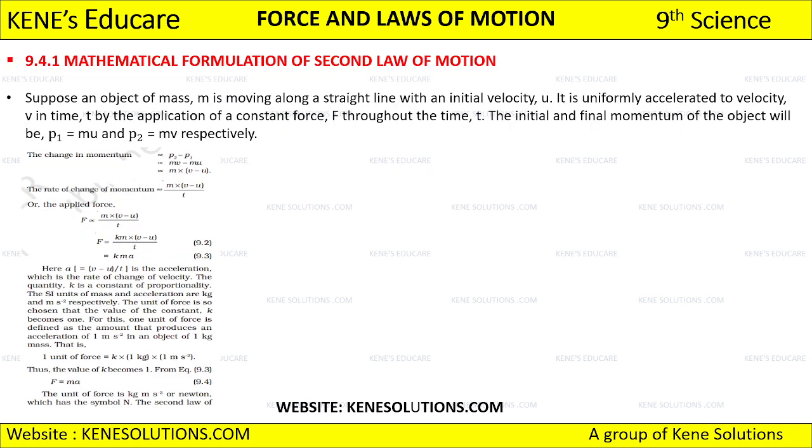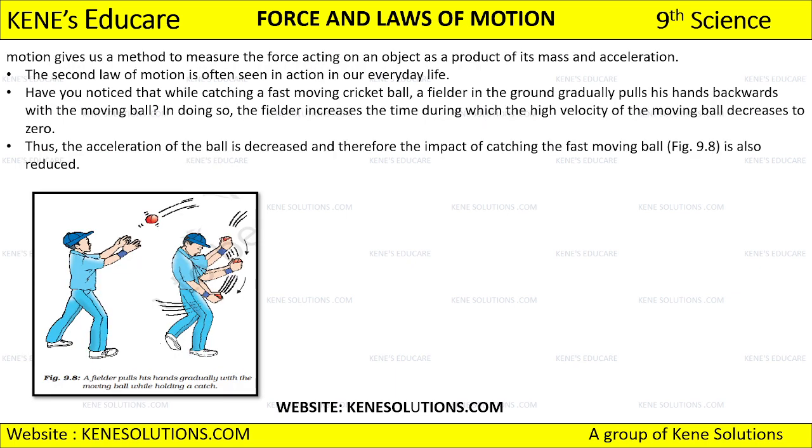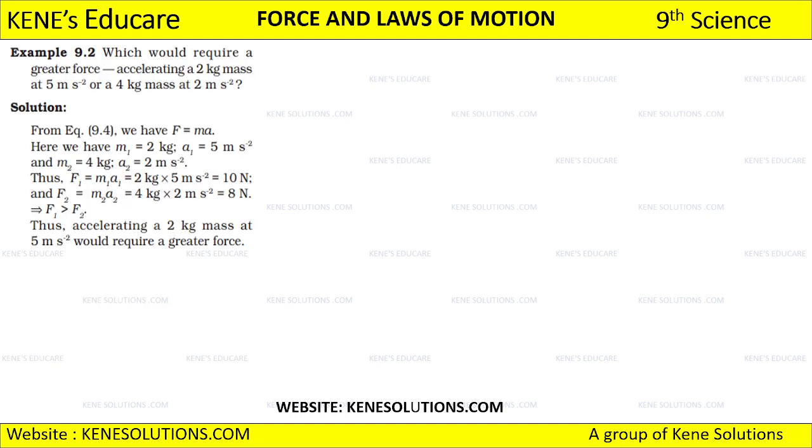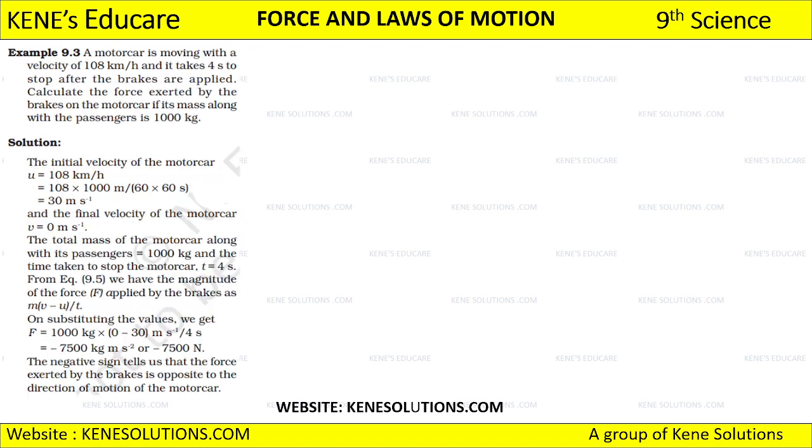We will discuss this mathematical formulation of the second law of motion in detail. Then we will discuss examples, there are 6 to 7 examples for the second law of motion. I'm going to show you all the examples, but we are not going to discuss them now. We will discuss them in detail after we complete everything.